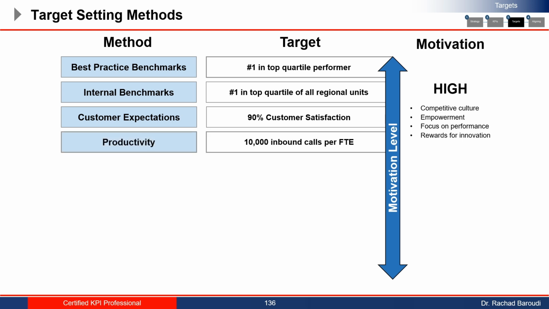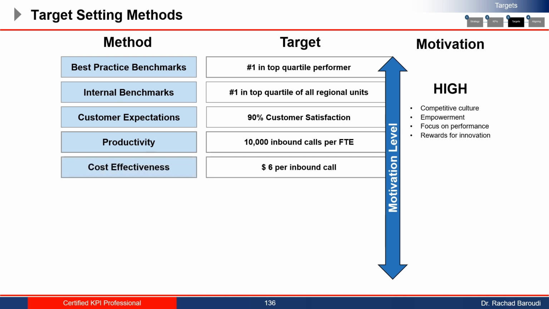Productivity. In this case, each person working in a call center has to meet 10,000 inbound calls per year. FTE means here full-time equivalent, which means one person. Cost effectiveness is also used, to see that I'm not paying more than $6 for every inbound call, every call received.